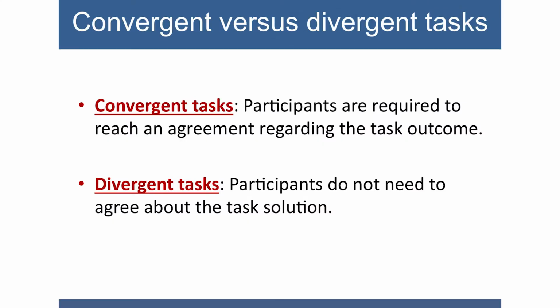On the other hand, if participants are free to come up with any story using a different and unrelated set of pictures, the task could be categorized as open, because there would be no one predetermined correct solution. A related distinction is whether tasks are convergent versus divergent. In convergent tasks, participants are required to reach an agreement regarding the task outcome. In divergent tasks, on the other hand, participants do not need to agree about the task solution.